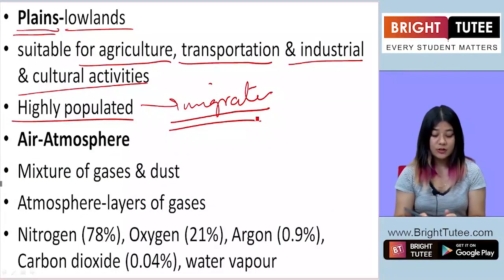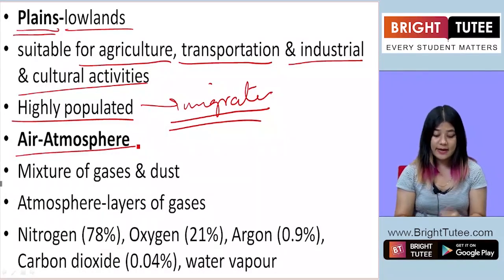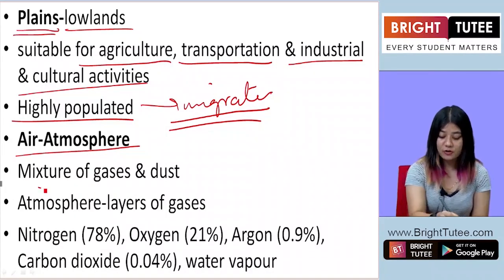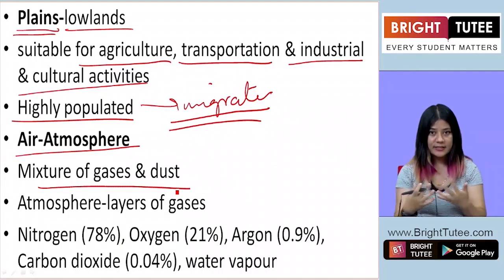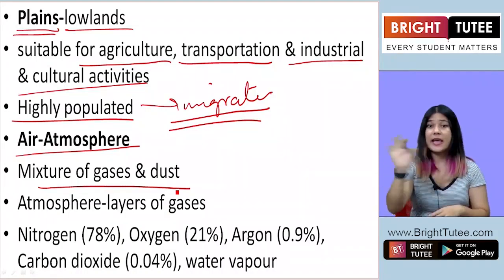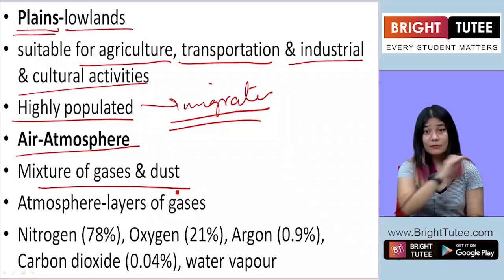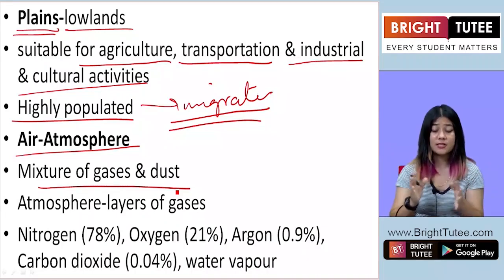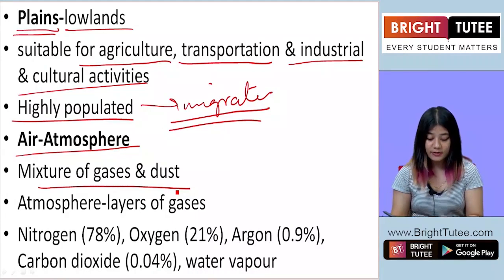Now let's move on to see air or atmosphere. Now what is air? Air is basically a mixture of gases and dust, right? And air, we feel it. We know that the air is around us, right? There's air everywhere, but we cannot see it, okay? Now this air which is around us is a mixture of gases and dust, okay?